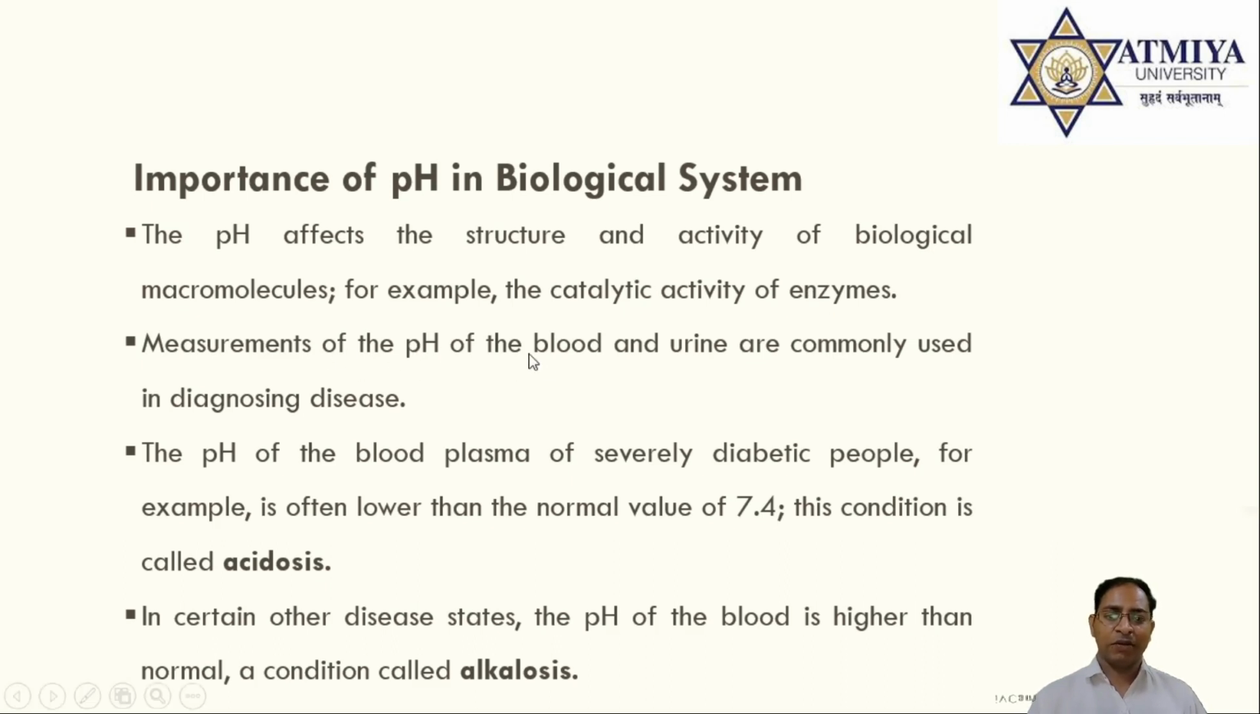So measurement of the pH of the blood and urine is also commonly used in diagnosing disease. The pH of the blood plasma of severely diabetic people, for example, is often lower than the normal value of 7.4. And if it is less than that, the condition is called acidosis. And if it is more, meaning the pH is basic, then we call it alkalosis. So that can create a lot of problems in human beings.